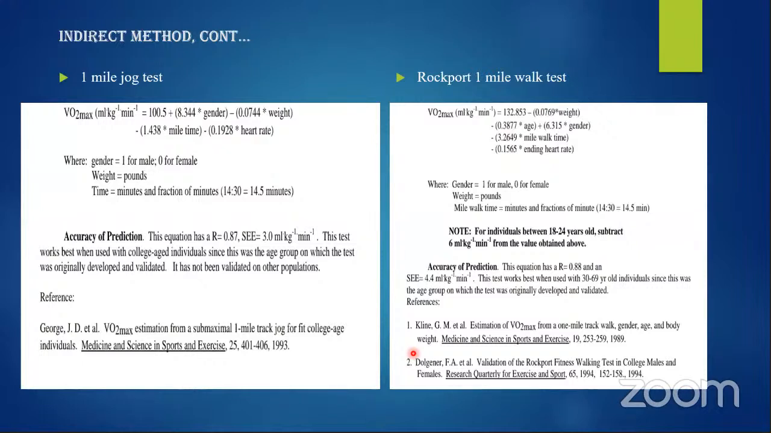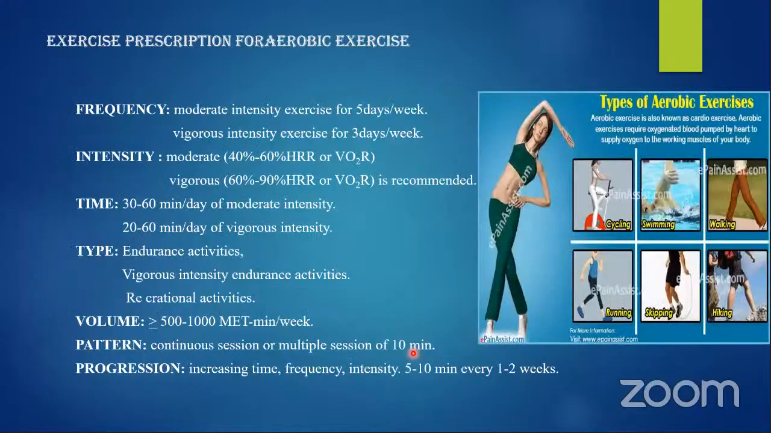Next comes the exercise prescription for aerobic exercises. So aerobic exercises may include activities such as cycling, swimming, walking, running, skipping, etc. The protocol here that I have mentioned is indicated only for normal, healthy adults without any comorbidities such as diabetes mellitus, hypertension, CKD, etc. So here comes the protocol.